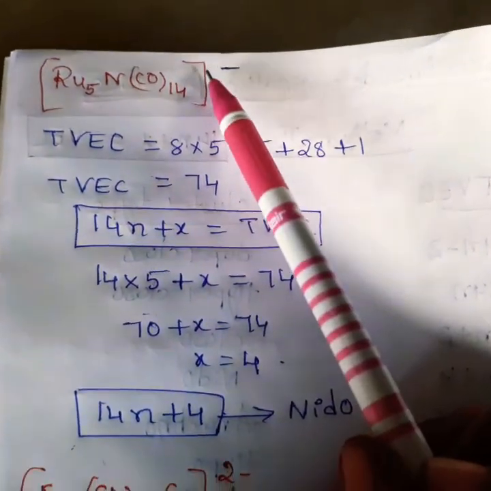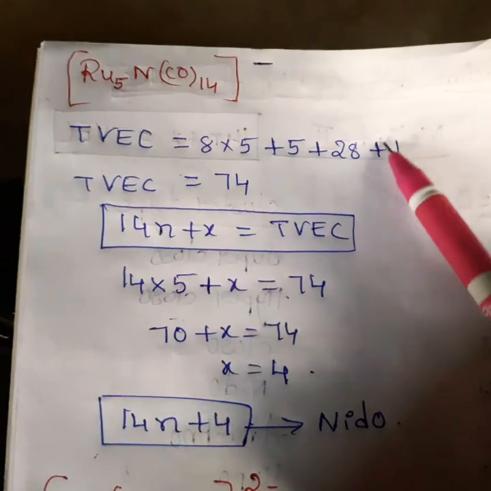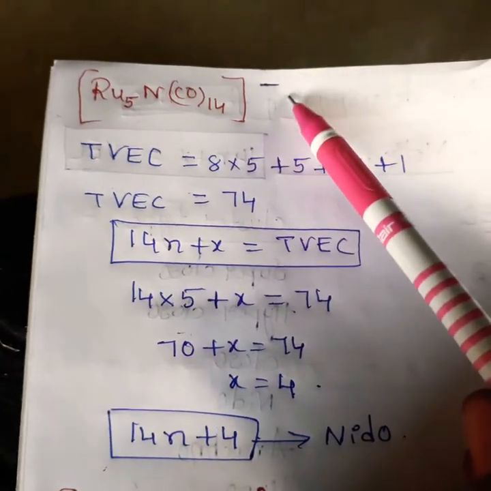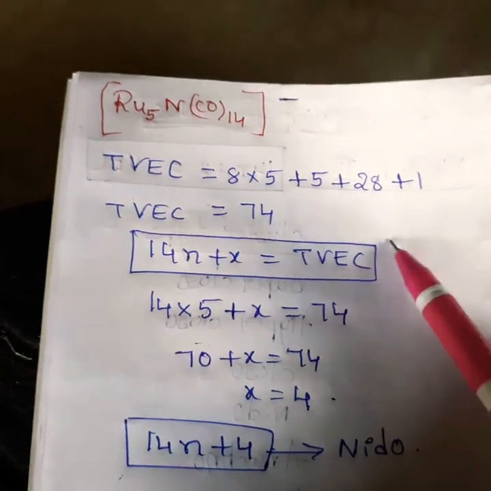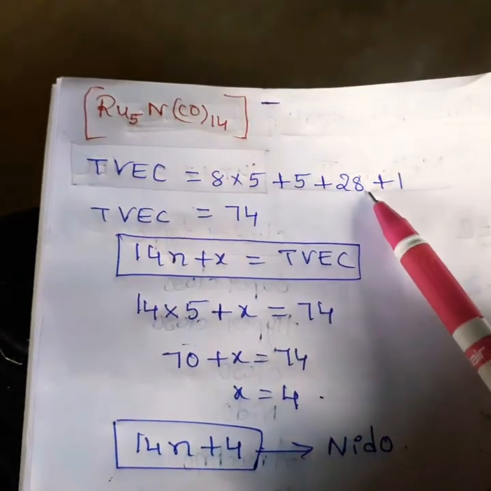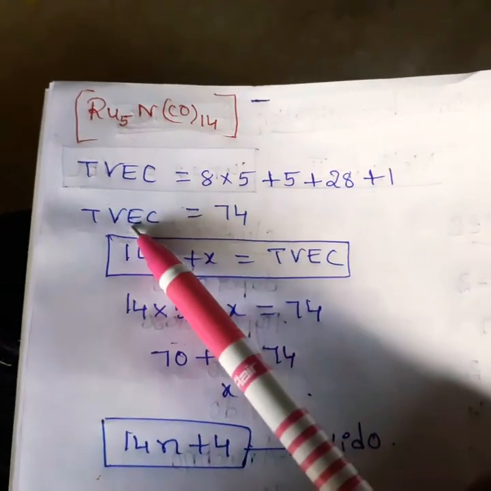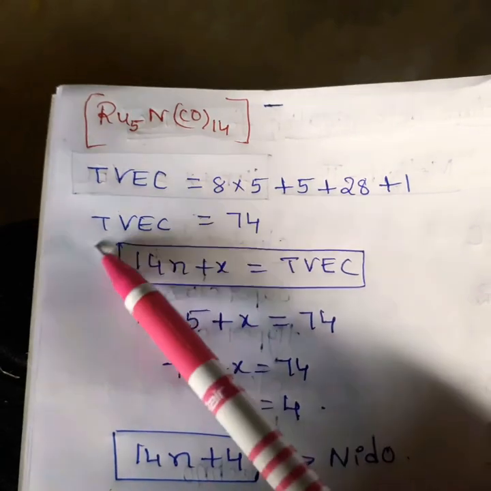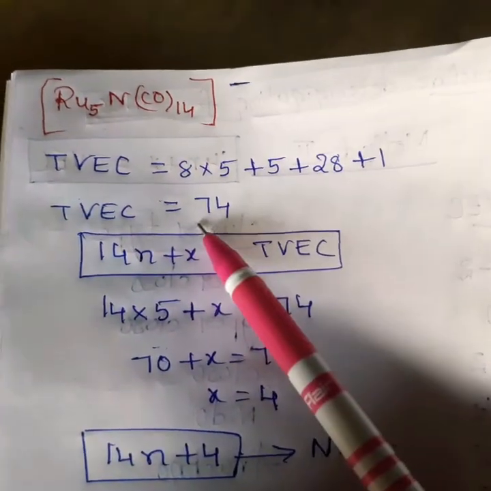And here we have the negative charge. That means here we have to add 1. If they had given minus 2, we would have to add 2 electrons, like that. But here they have given 1 electron, so we had to add 1. That's it. Here we got 74. So we have calculated the total valency electron count and we got 74.